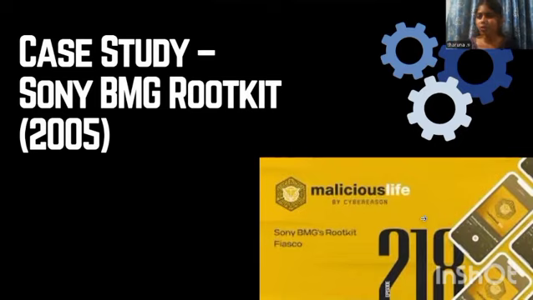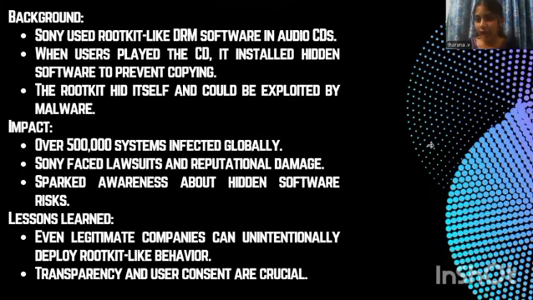To see the real world impact, let's look at the famous example, the Sony BMG rootkit case from 2005. Sony included digital rights management software, which is DRM, in its music CDs to prevent copying. When users played the CD on their computer, it secretly installed a hidden program, a rootkit-like component, without asking permission. The rootkit not only hid itself but could also be used by hackers to hide other malware. Over 500,000 computers were affected globally.